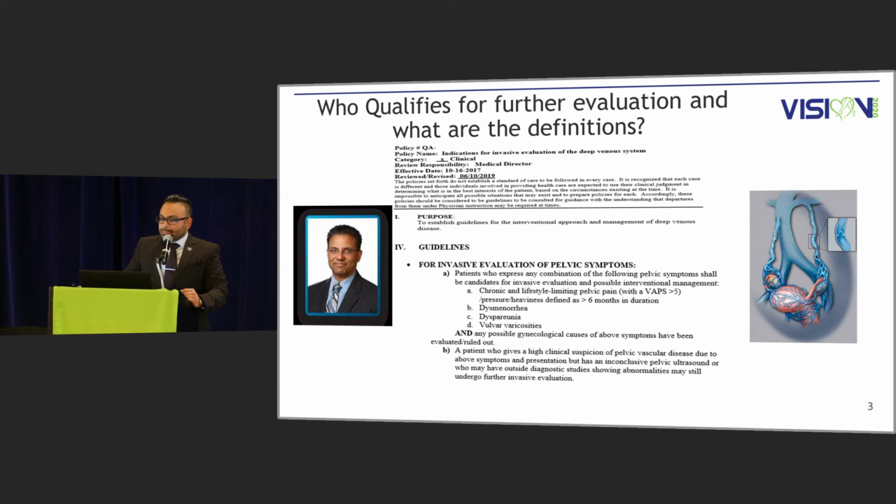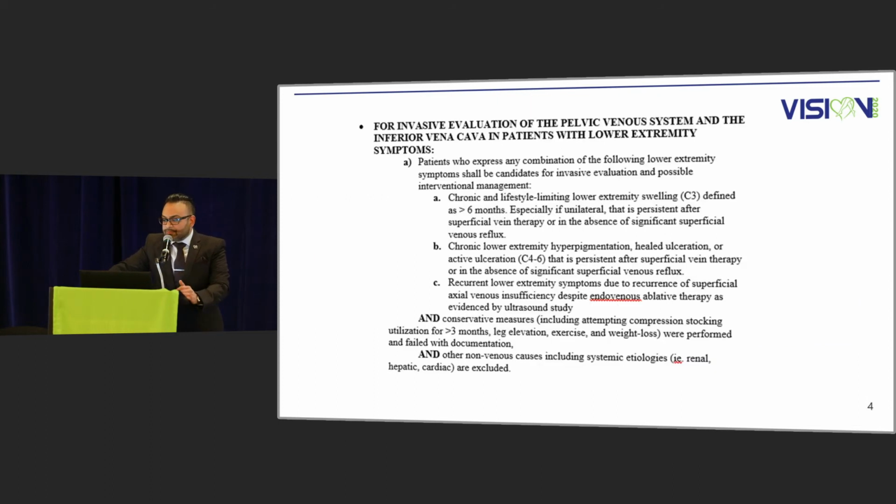What about patients that have purely lower extremity symptoms? Again, chronic lifestyle limiting symptoms, greater than 6 months. Patients that have C3 and above disease, okay? C2 and below, we are going to follow those patients. We're not going to do anything overly aggressive. We have to make sure that conservative measures are followed, just like we do in the lower extremities with the superficial system. And we have to rule out other venous causes, right? All makes sense.